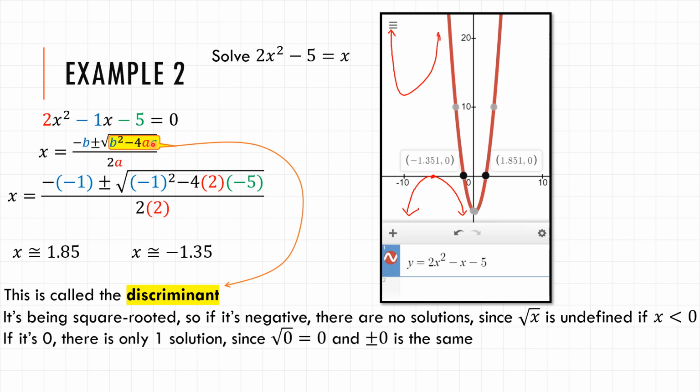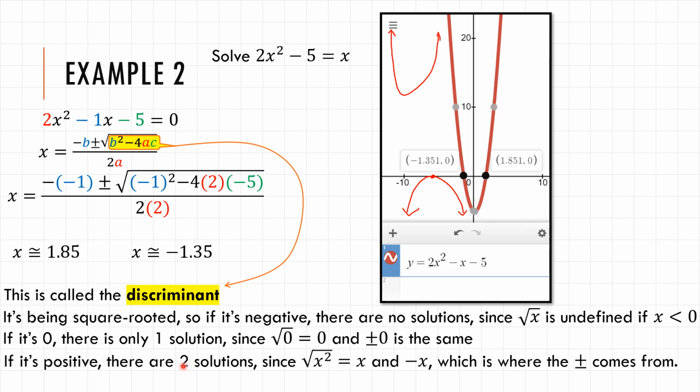And that only happens when the discriminant is equal to 0, because the square root of 0, well, that's just 0. Positive and negative 0 are the same number. But if this value is positive, like we saw, then there will always be two solutions, since the square root of x squared could be either positive x or negative x. And that's where that plus or minus sign comes from.